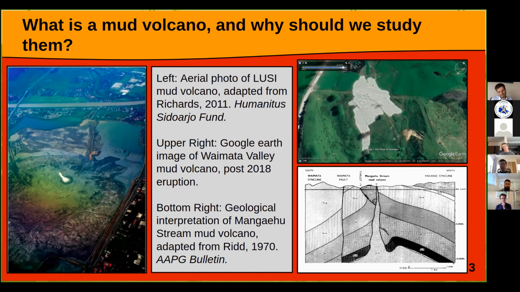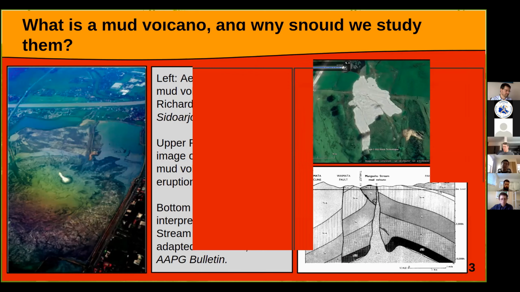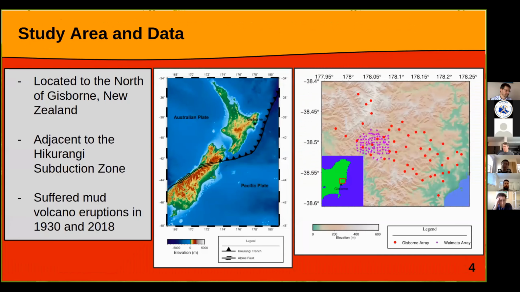Here we have the Lucy mud volcano in Indonesia on the left here. And on the right, we have one of the recent eruptions of one of the Waimata Valley mud volcanoes. And below, we have a geological cross-section of what a mud volcano is hypothesized to look like. So here, the study area will be the Waimata Valley of New Zealand. So the Waimata Valley is just north of Gisborne, New Zealand on the North Island.